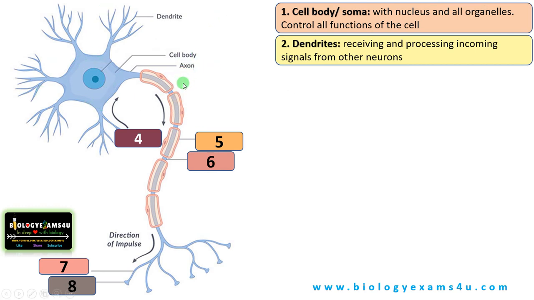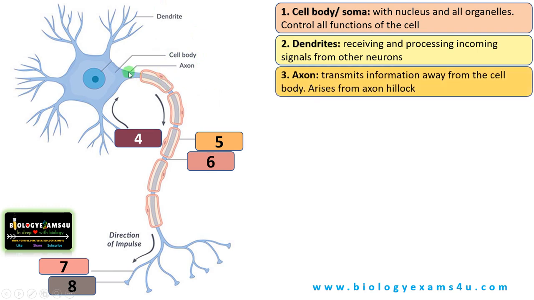The next structure is called the axon. The axon transmits information away from the cell body. This is the cell body, and it arises from the axon hillock. So this is the axon hillock. The axon is different from dendrites. As you see, the axon's diameter is almost uniform throughout and it is an elongated structure, whereas dendrites are fine branches whose diameter varies throughout and are often short compared to the axon.